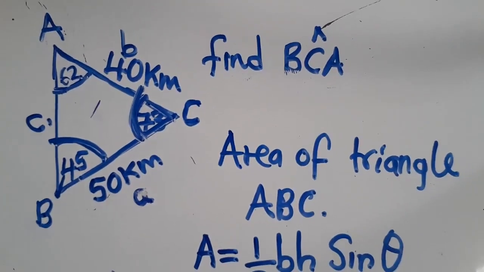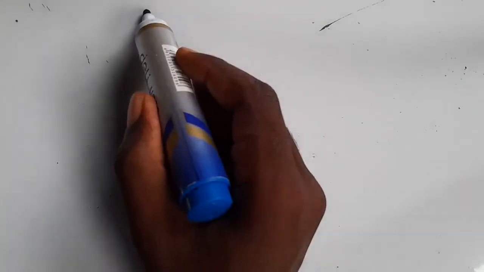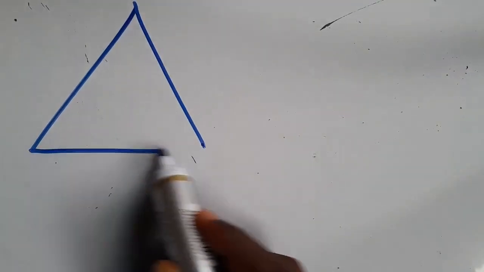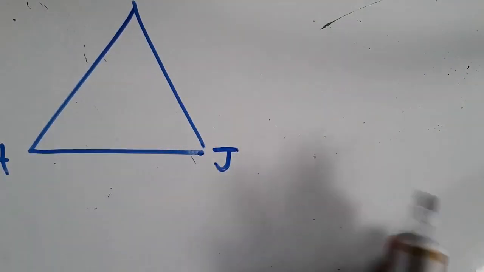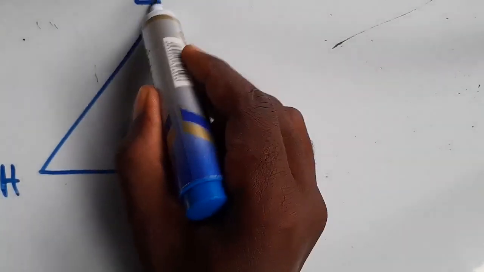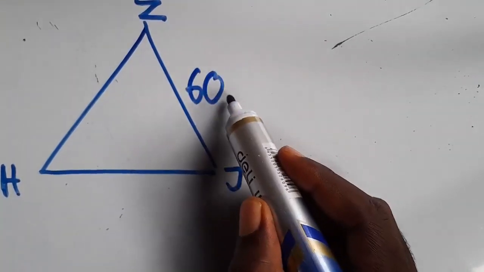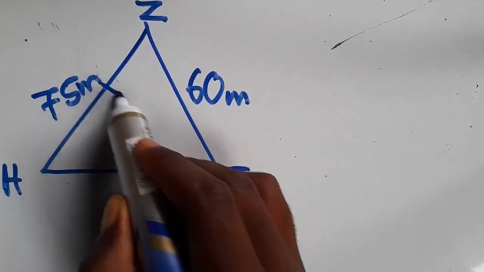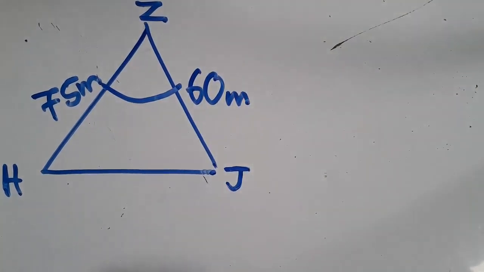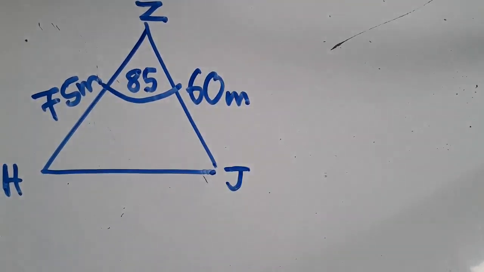Definitely we know that it is under the cosine law. This one will fall under the cosine law, where you are given something like this. This is what you are given. So this is H, J there, then we've got a Z there. You are given 60 meters, 75 meters, then there you are given 85. You are given something like that.